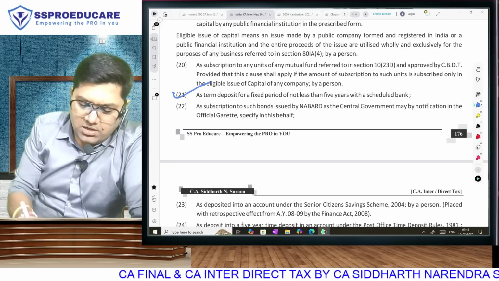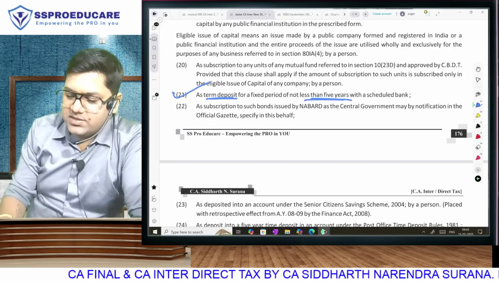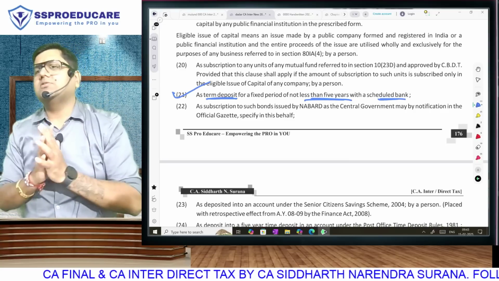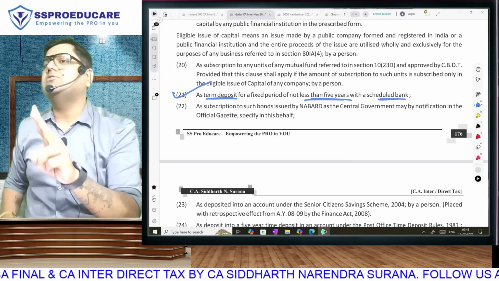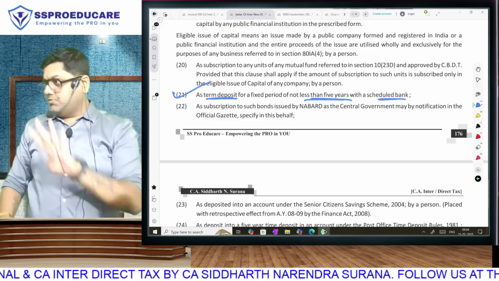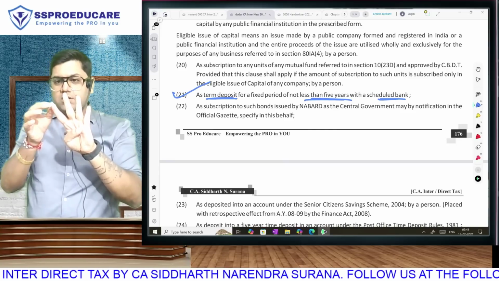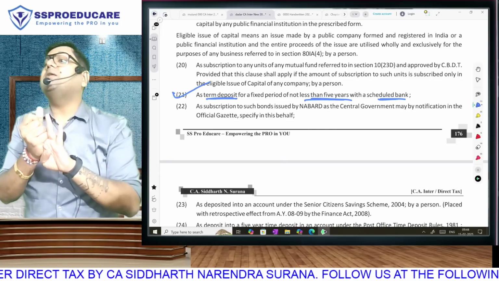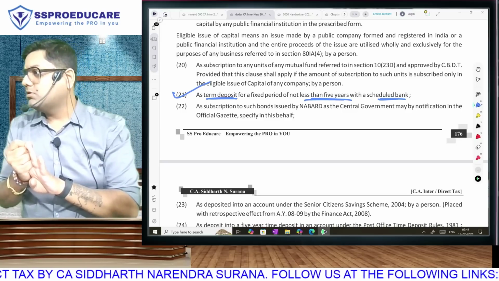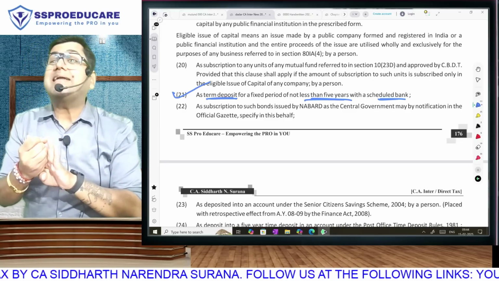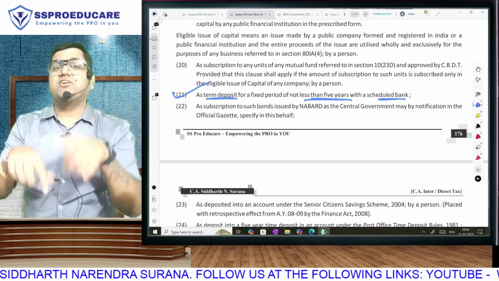So 21, a term deposit of not less than 5 years with a scheduled bank. Bank deposits are of multiple types. In terms of accounts, we call them current account, savings account, FD and RD. But these 4 accounts can be classified into 2 types of deposits. Please listen to me. Savings account and current account are called demand deposits. Why demand deposit? Because I can withdraw money whenever I want. And FD, RD are called time deposits, term deposits. They will mature on that date. I can't withdraw prior. If I withdraw, there will be a penalty.